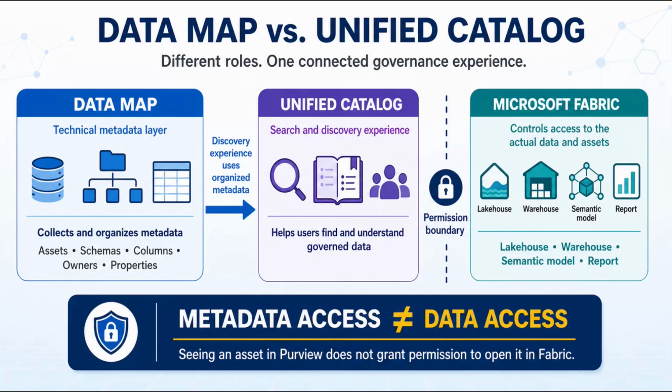Data map is the technical metadata layer. It stores and organizes the metadata collected from registered data sources, including supported Microsoft Fabric assets. We discussed this in Module 1. This metadata can include asset names, types, locations, schemas, columns, owners, and other technical properties.